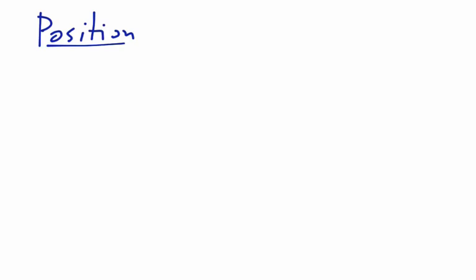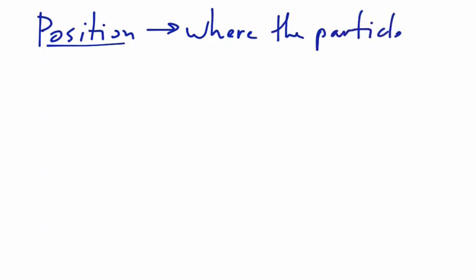A brief definition for position. Position is basically where the particle is at a given time. If you think about driving on a highway, perhaps your position is your mile marker number. So if you're on I-10 or I-35, and you pass mile marker like 237, that's your position. You're at mile marker 237. It doesn't tell you how fast you're going. It doesn't tell you how much you're speeding up or slowing down. All it tells you is where you are.